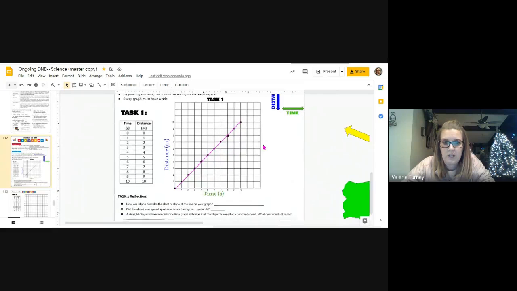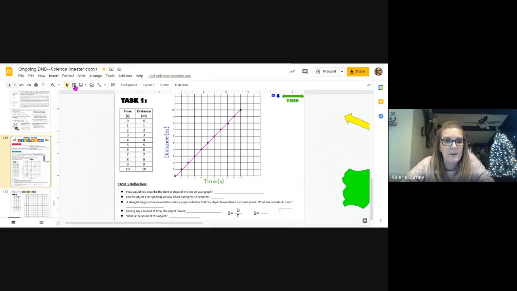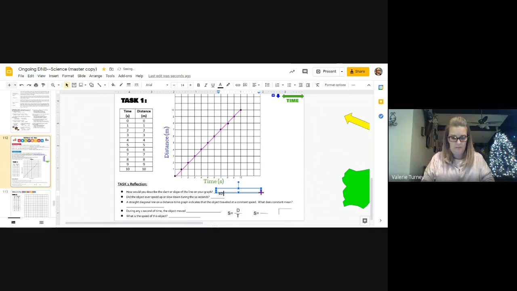I'm looking at the questions down here at the bottom. A straight diagonal line. So right down here in this answer, how would you describe the slant or the slope of your graph? We're going to type in straight diagonal line. Straight diagonal line. That's what that is. It's straight. It's diagonal.